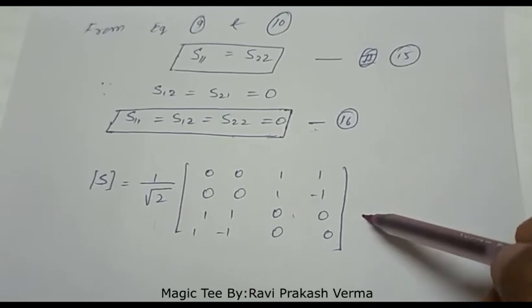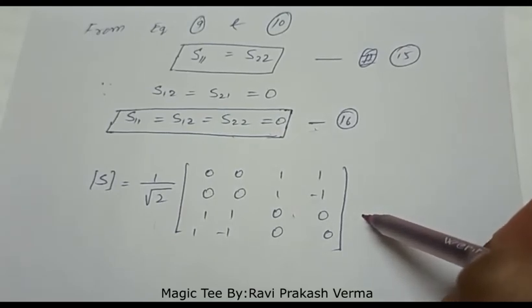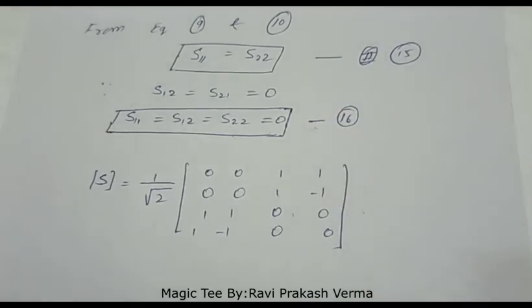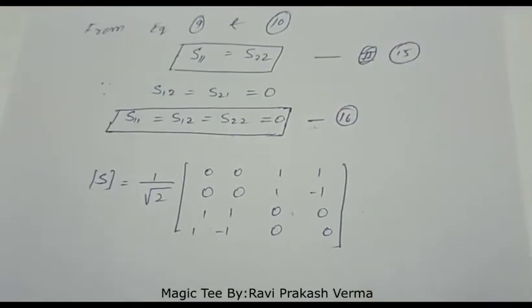So this equation shows that if port 1 and port 2 are perfectly matched to the junction, then the other two ports will also be perfectly matched. So this is the main property of this magic T. That's why it is known as magic T. Basically, if we ask what is magic T, it is the junction where all four ports are perfectly matched to the junction.